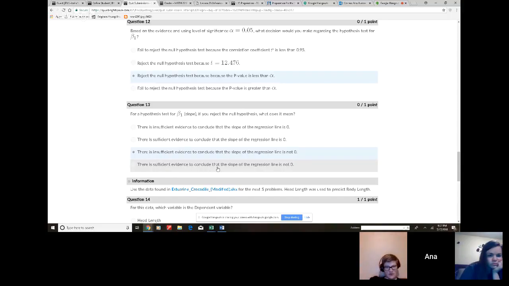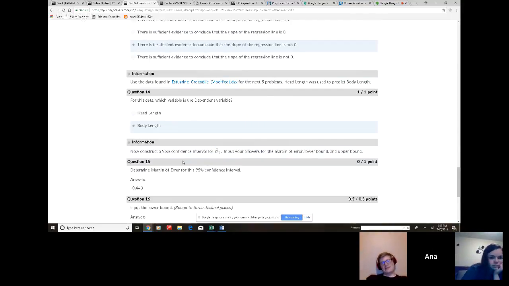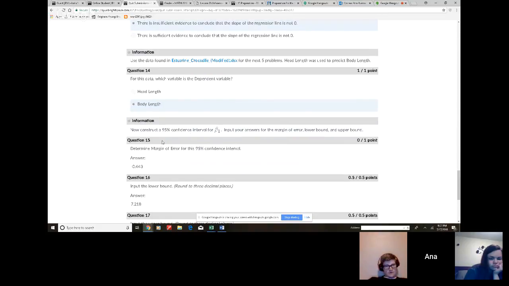There is sufficient evidence to conclude that the slope of the regression line is not 0. This is the 4th one down. Yeah, because the alternative hypothesis is not 0. So 14 is the body length. The head to predict body length. So the dependent variable is the body length.